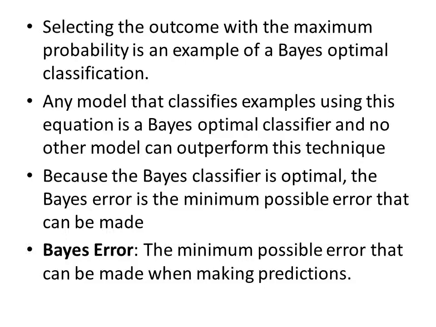Because the Bayes classifier is optimal, the Bayes error is the minimum possible error that can be made. So in this Bayes optimal classifier, the Bayes error will be minimum. What is Bayes error? The minimum possible error that can be made when making predictions. So when predictions are made in the model, there will be a minimum possible error. That minimum possible error is referred to as Bayes error.